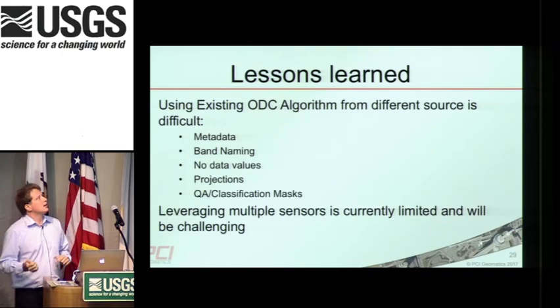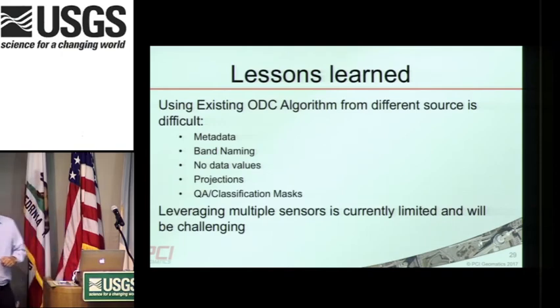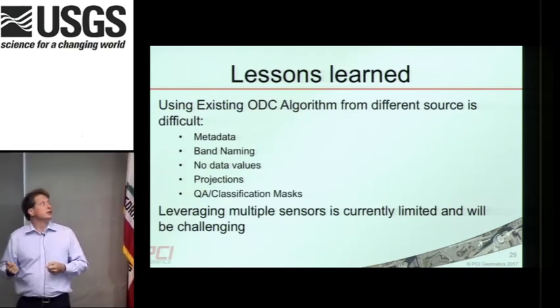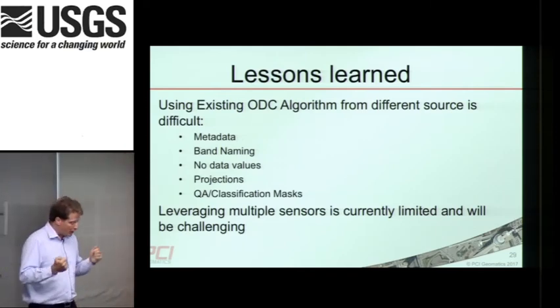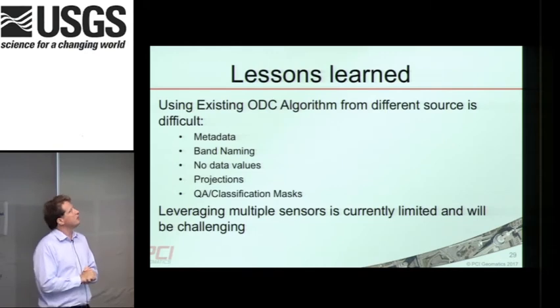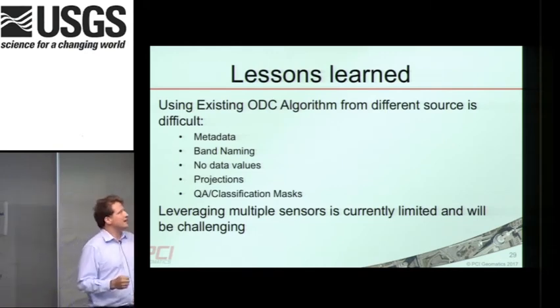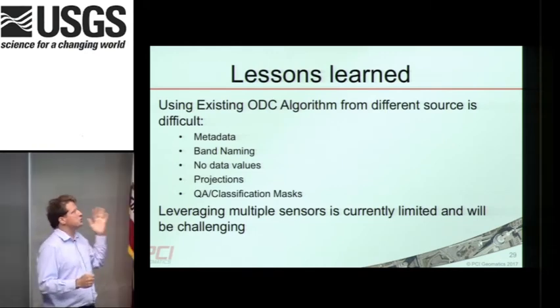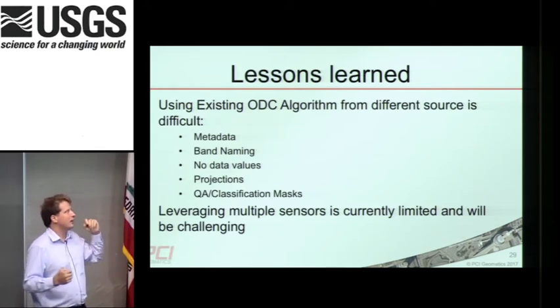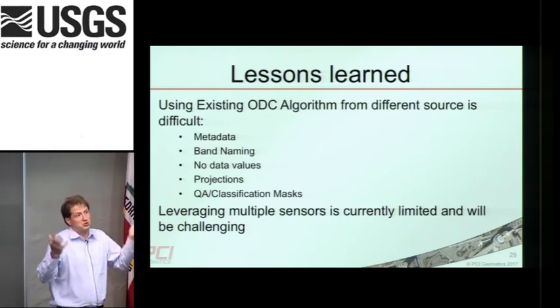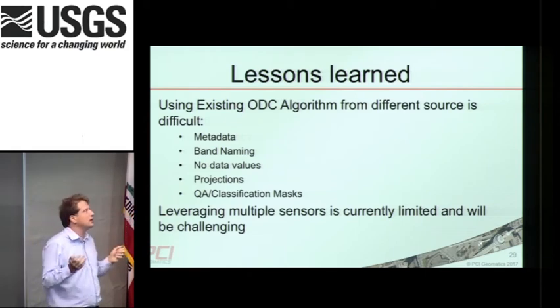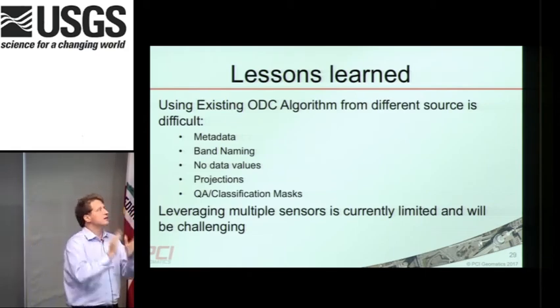So what did we learn? Using existing Open Data Cube algorithms such as CEOS and geomedian from different sources is difficult. I spent weeks and weeks fighting with metadata issues, band naming, no data, projection, and so on. For example, one person names the band in their metadata red, and another names it B01. That's fine by me. I ingest all that data and I was good.